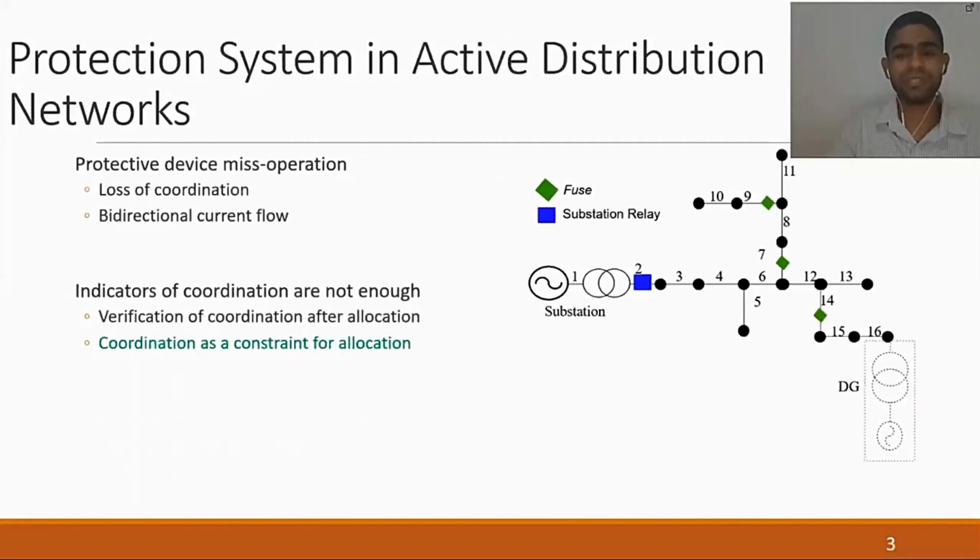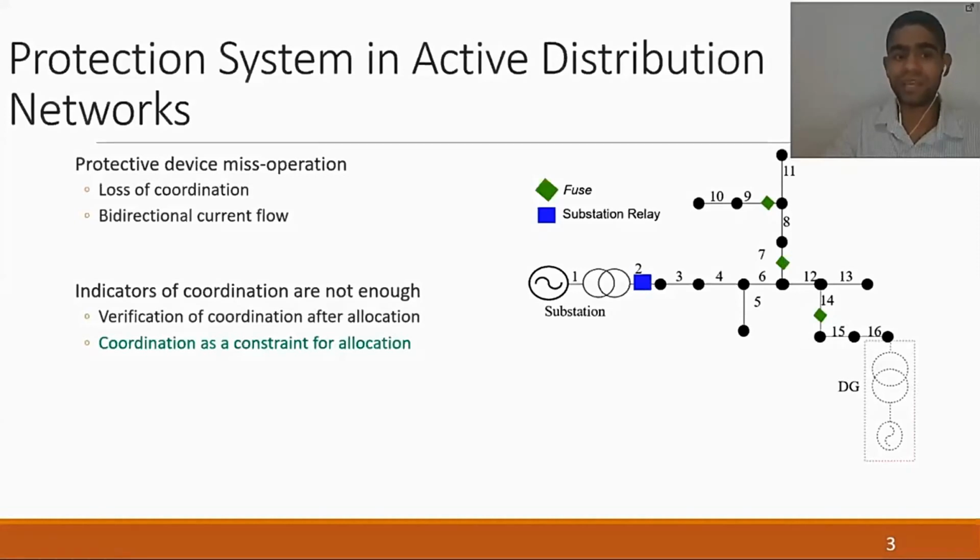However, when we insert DGs, we can have mainly two problems for the protection system. First one, the loss of coordination. The allocation of a DG can increase the short circuit currents in the entire system. So a fault at branch 10 could cause the melting of this fuse and this fuse. And we would have two devices operating for a single fault, which decreases the reliability indexes.